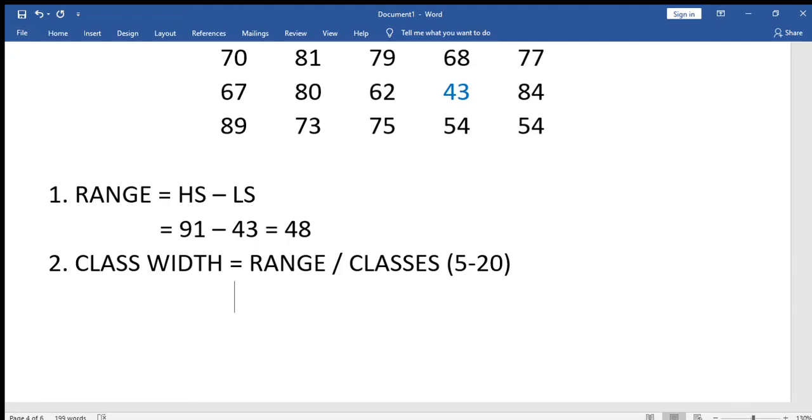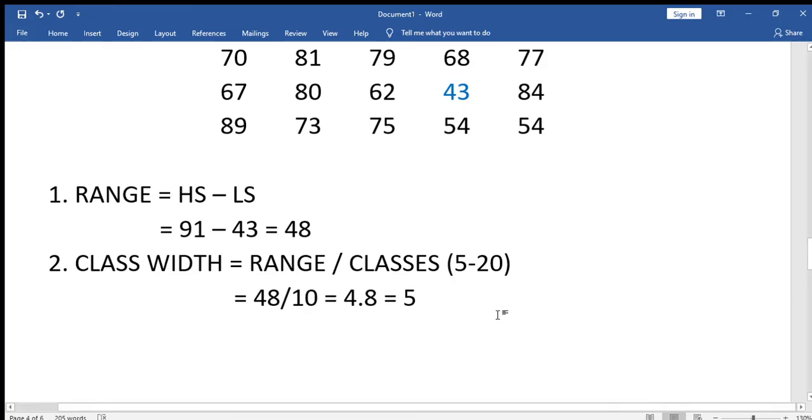10 as the class. So here our range is 48. Then this will be divided by 10. Definitely, the quotient now will be resulting to 4.8. That's the result, 4.8. And we are going to round it off. This is equal to 5. Okay? So now, our class width is equal to 5.